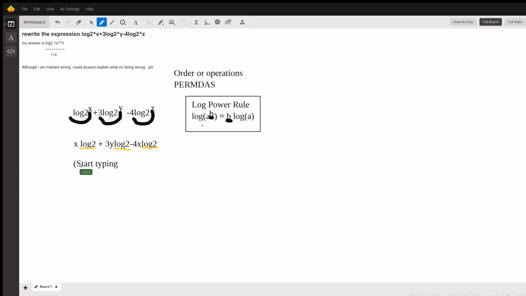So we're going to end up with x plus 3y minus 4z, and all I'm doing is factoring out log base 2. And again, that log base 2 is here, and it would be distributed in the reverse direction to all these three to get up there.